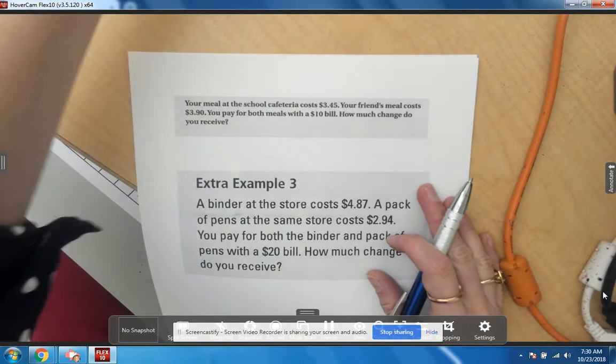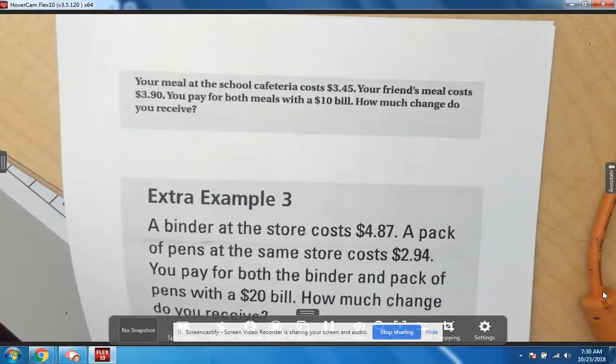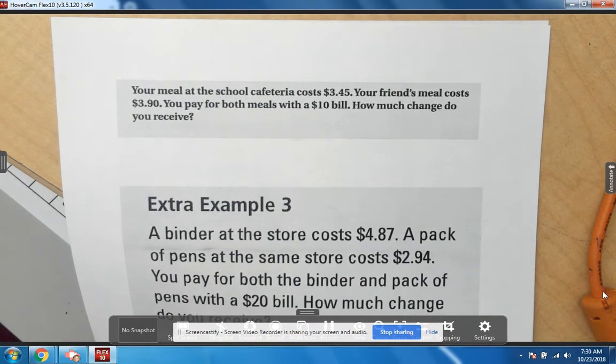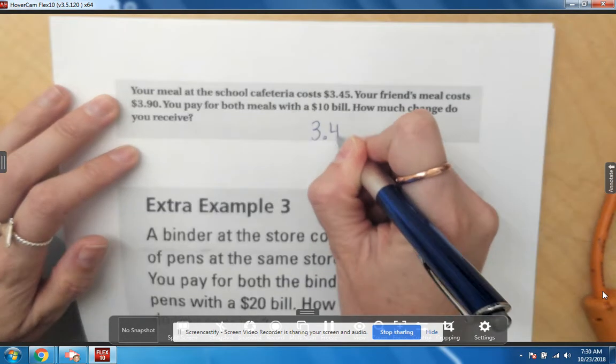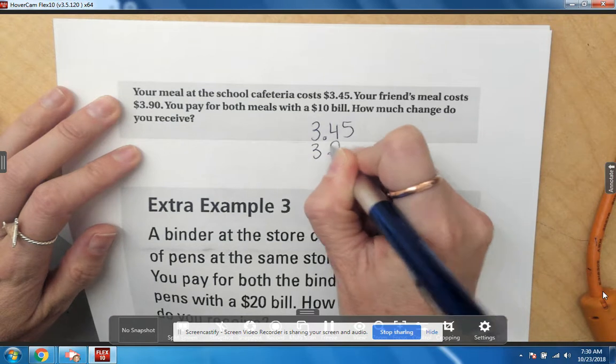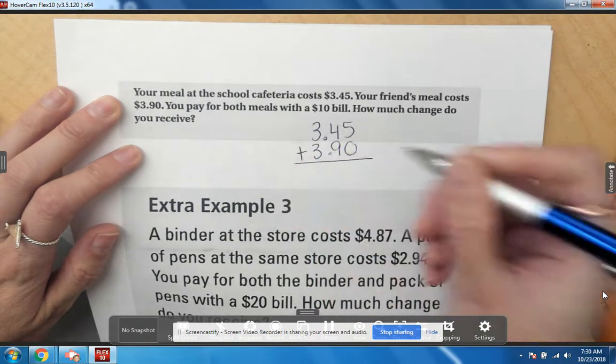Okay, here's a real world example for this. It says your meal at the school cafeteria costs $3.45. Your friend's meal costs $3.90. You pay for both meals with a $10 bill. How much change do you receive? So first we have to figure out what the total bill is that you paid. So $3.45 plus $3.90. Line up your decimal points.